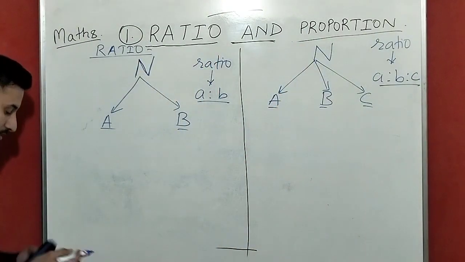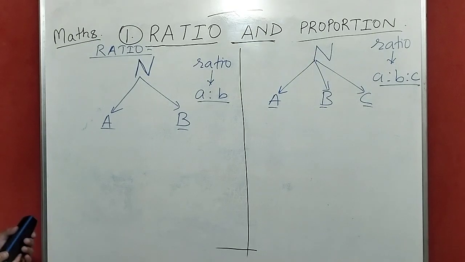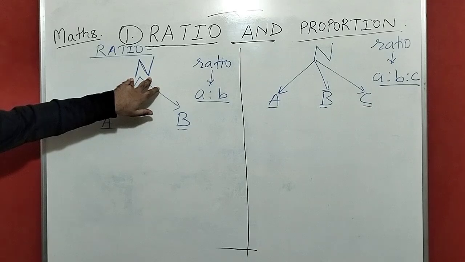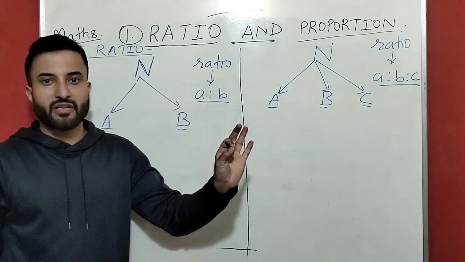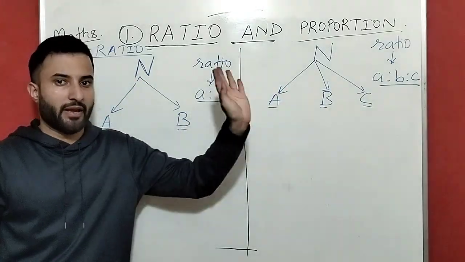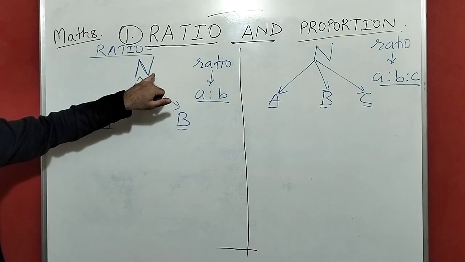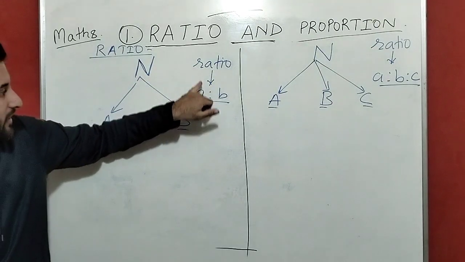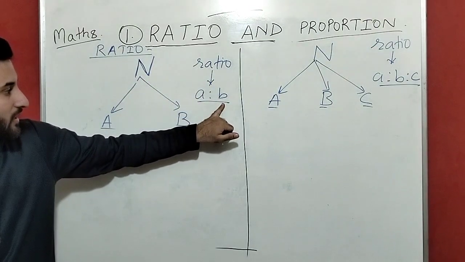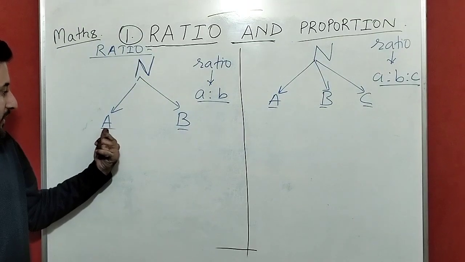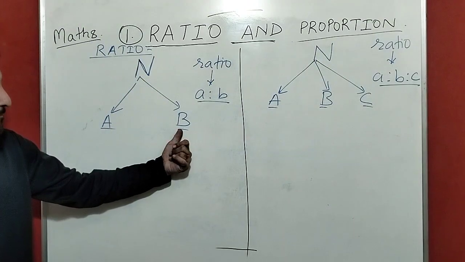So whatever number is given, I will take that number as n. If that number is in the ratio A is to B, we have to divide this number into two parts, A and B.